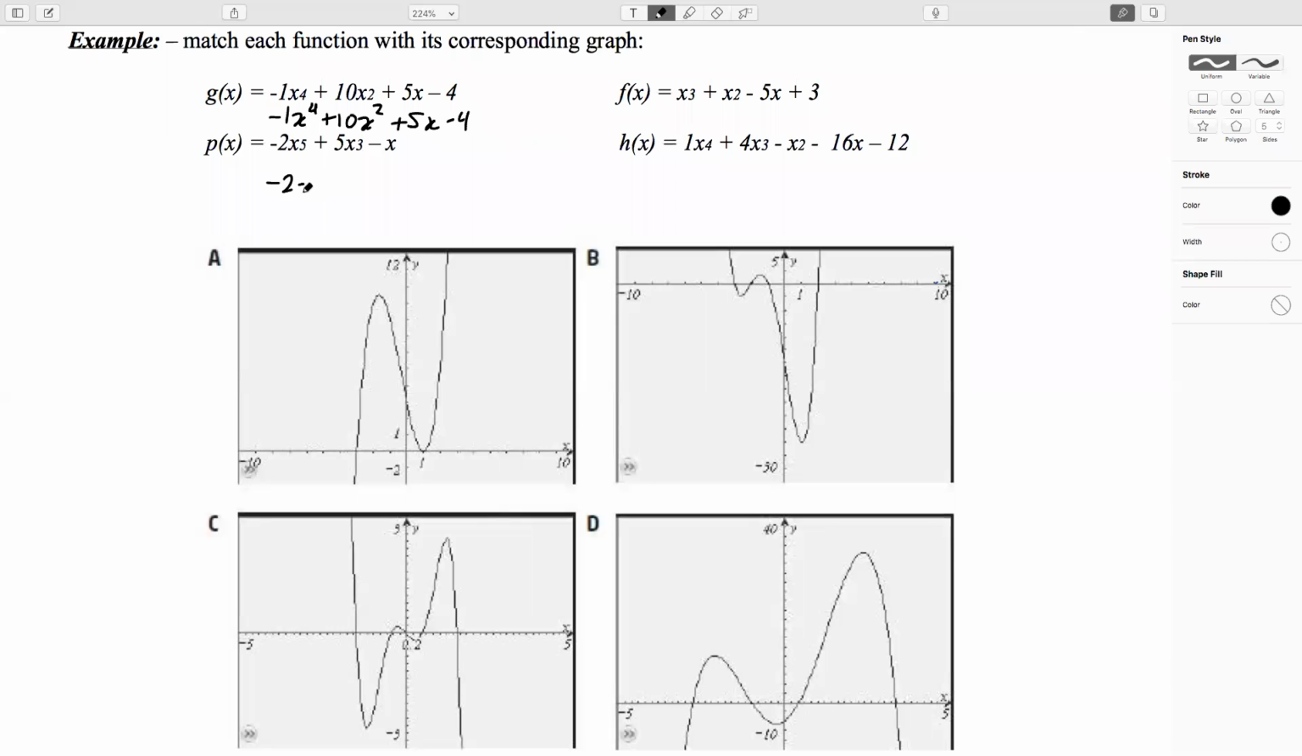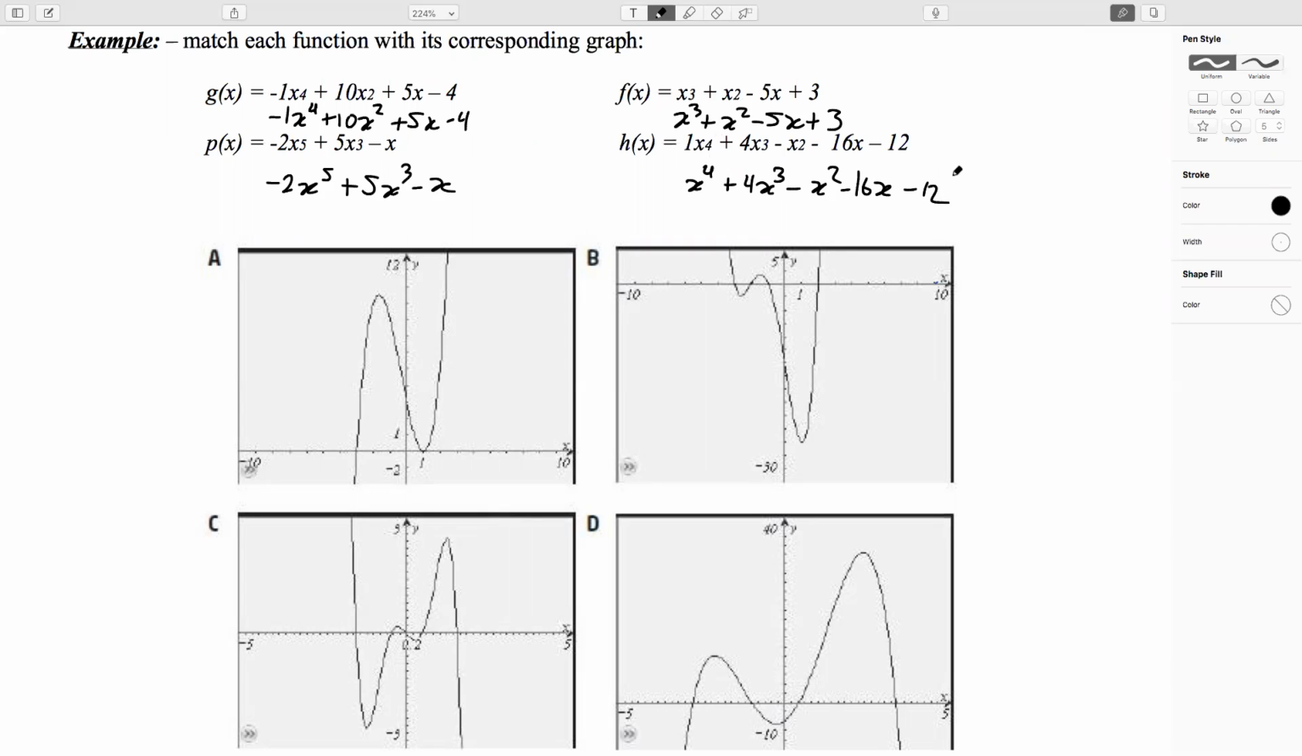This is minus 2x to the power 5 plus 5x cubed minus x. This is x cubed plus x squared minus 5x plus 3. And this one is x to the power 4 plus 4x cubed minus x squared minus 16x minus 12.